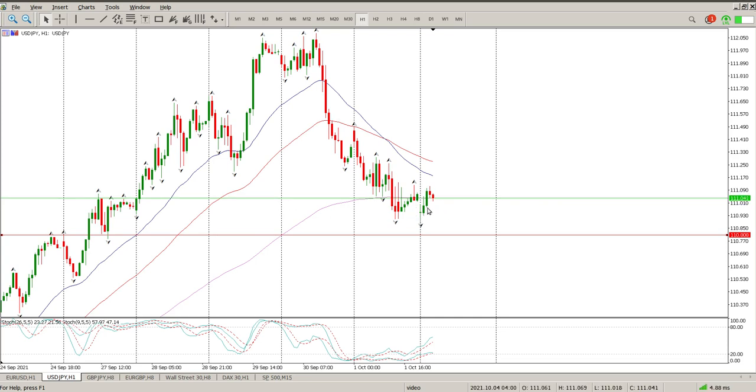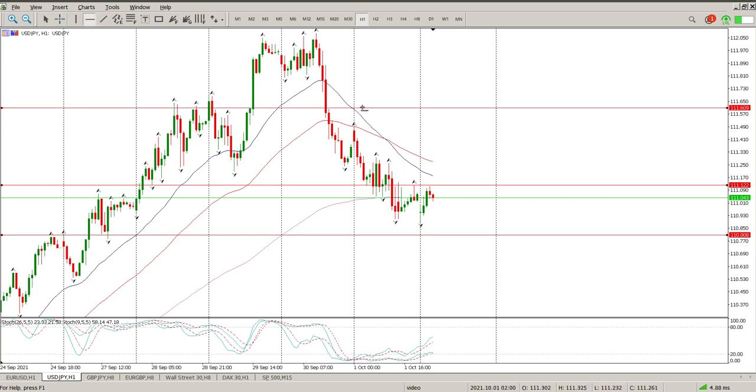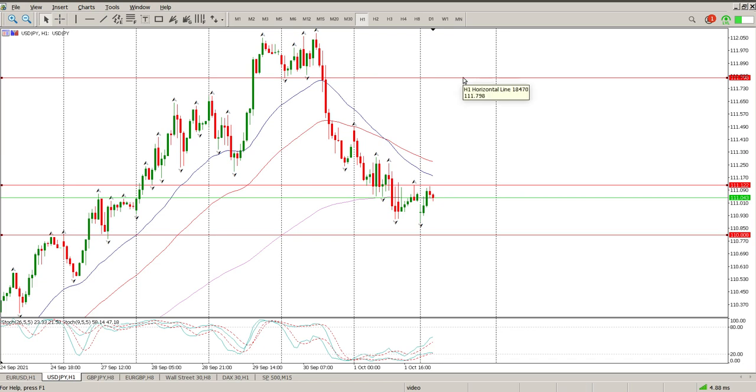So we're looking for structure to be formed, and you can see this is really a test of the 155 EMA at the moment on the hour. So pay attention to this. If we do start breaking above this area here at 111.122, that is a signal for a long. That would be a wedge breakout as well. And then obviously you're looking for moves all the way back up to this area as a start.